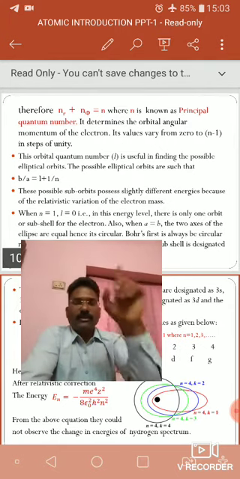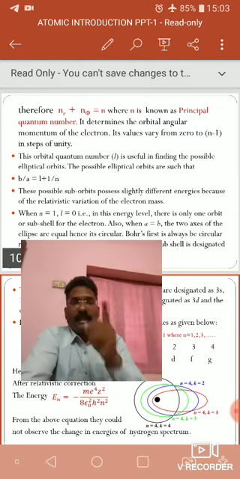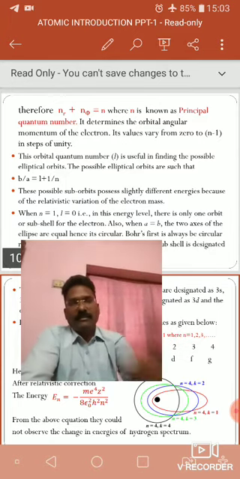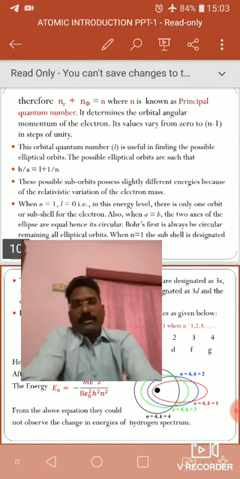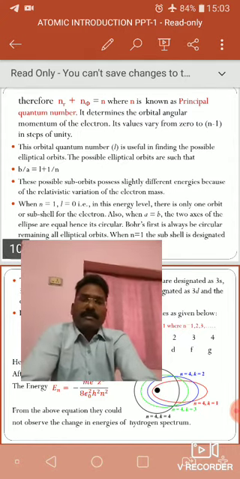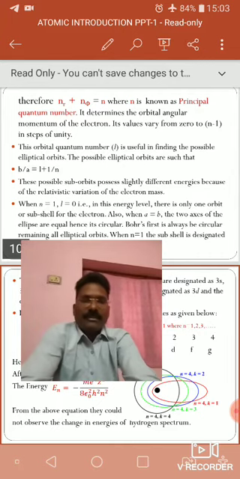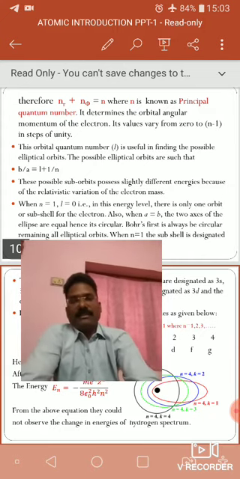If n is equal to 2, 2 minus 1, 1. That means L is equal to 0 and 1. Two subcells. n is equal to 2 means the L orbit. The L orbit contains two suborbits or subcells: L is equal to 0 and L is equal to 1. L is equal to 0, S subcell, and L is equal to 1, P subcell, P orbit.